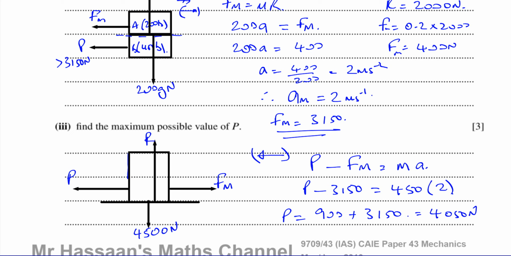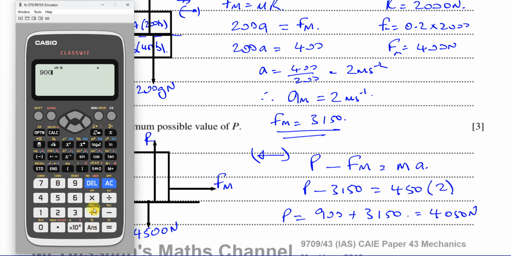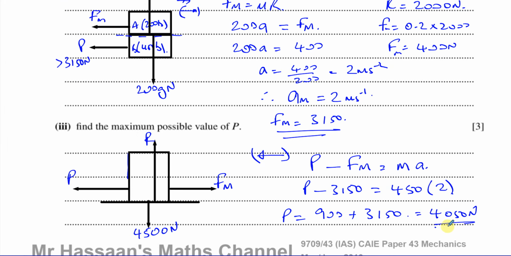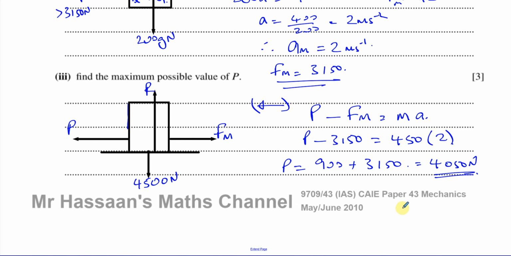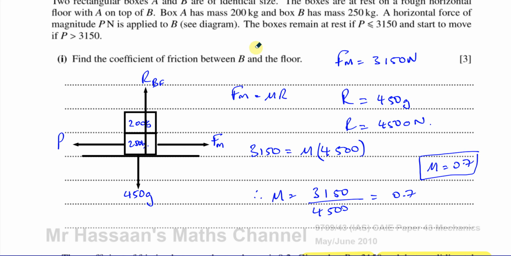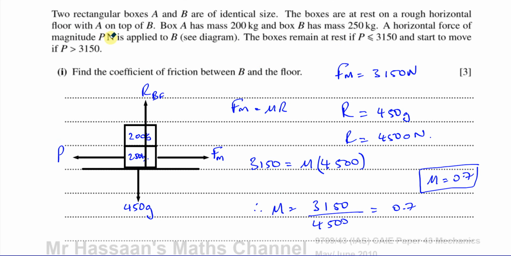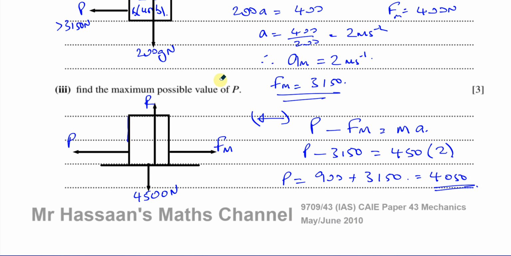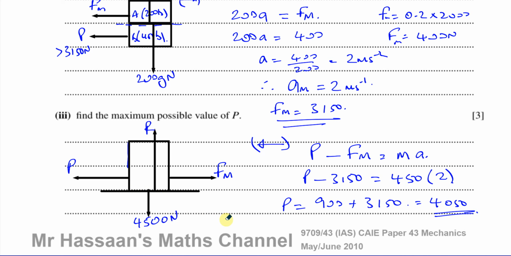Let me just make sure of that. So you have 900 plus 3,150, 4,050 newtons. So the value of P is 4,050. Okay, so that is the answer to that question. So we can say P is equal to 4,050. We don't have to put newtons because it's already defined as being P newtons here. Okay, is it? Yeah, P newtons. All right, so we end up with P equals 4,050.